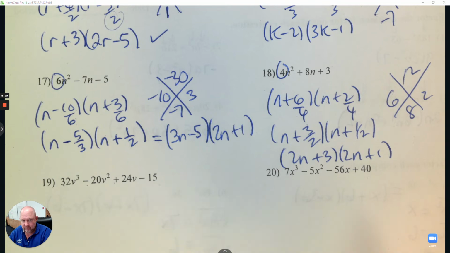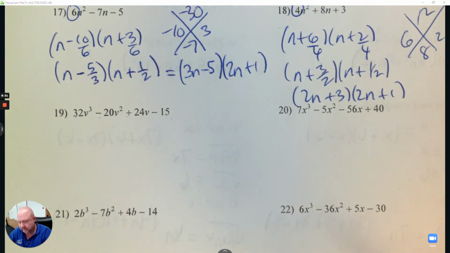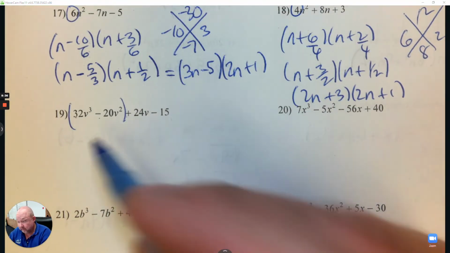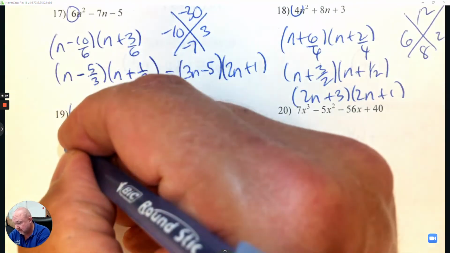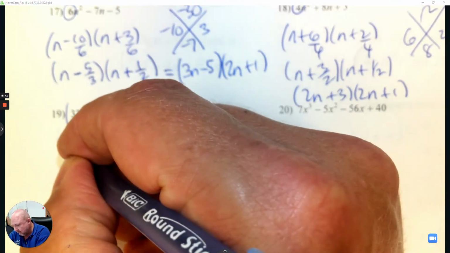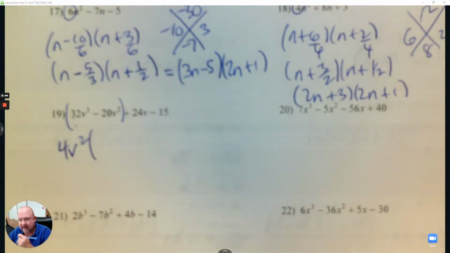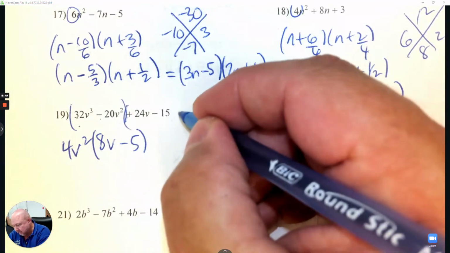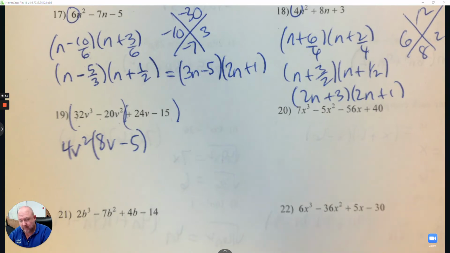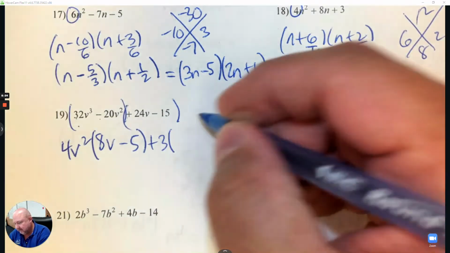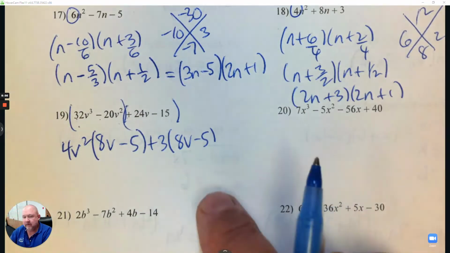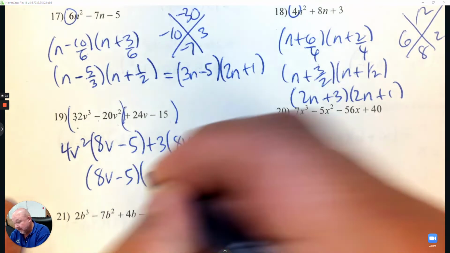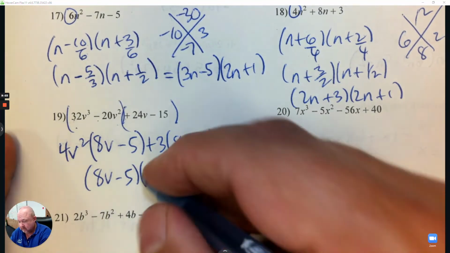Now these are 4 terms. So how do I factor 4 terms? I look at the first 2 terms and factor out the greatest common factor. So the largest number that goes into 32 and 20. So I write that down, and then the v with the smallest exponent. And then I divide. I look at the last 2 and do the same thing. What number goes into 24 and 15? And then divide. And if you did it right, these should match. And then we write down the matching factor, and then we write down what's in front of each factor, and it's done.